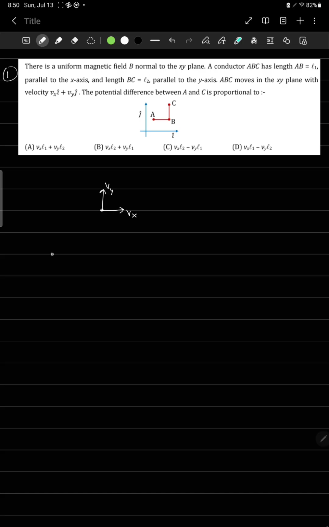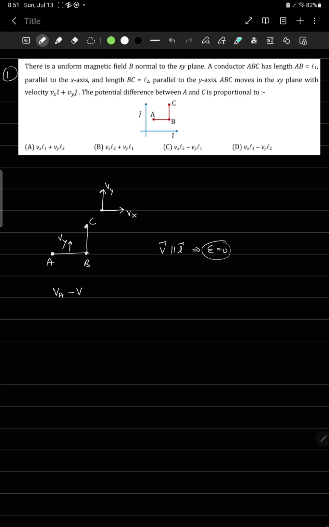So you can see here there are two wires, AB and BC, and this whole system is moving with Vx horizontally and Vy vertically. First, the AB wire is moving with Vx horizontally and Vy vertically. We know from motional EMF that because of Vx there will be no induced EMF across AB, because when V is parallel to the L vector, the induced EMF is 0. So which velocity will induce EMF across AB? Vy.